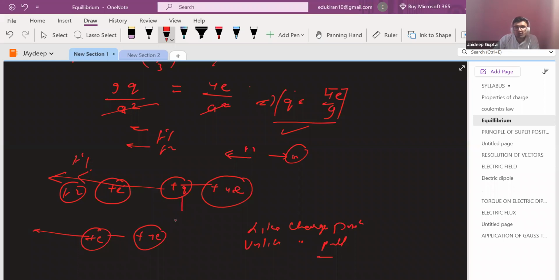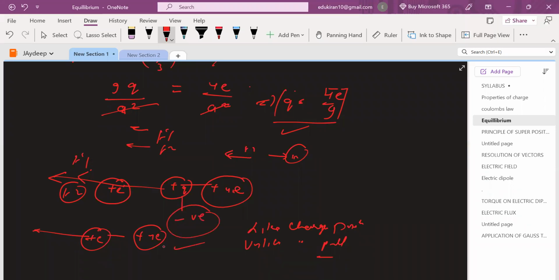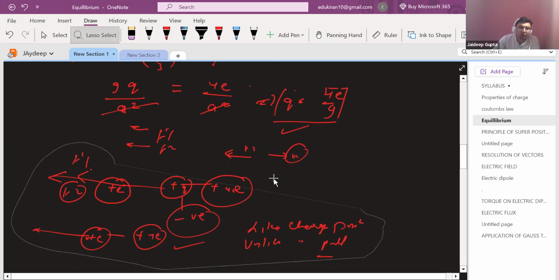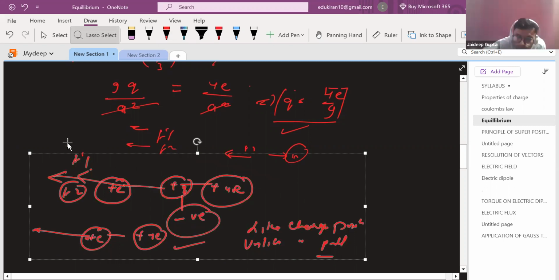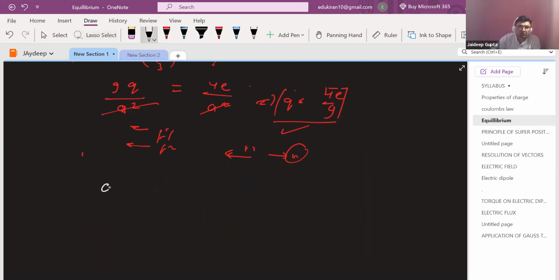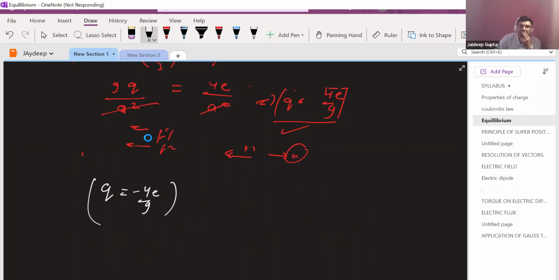Fine. So Q will be negative. So the nature of the charge is negative. Q is negatively charged, so the magnitude is minus 4e over 9. This is the answer. Okay, I'm done. Yeah, done. Okay, just a minute.